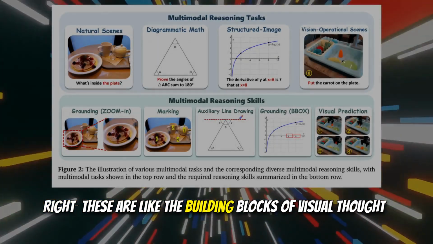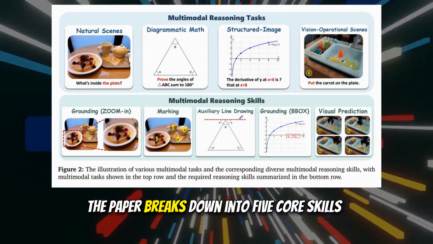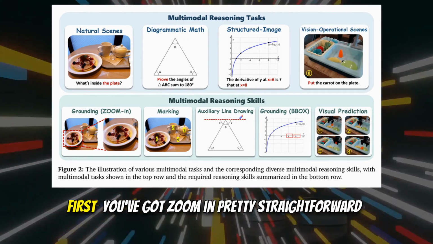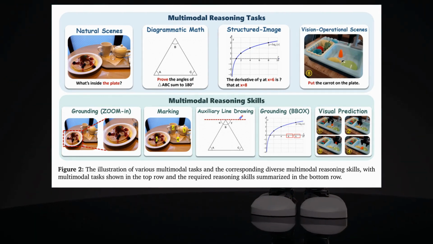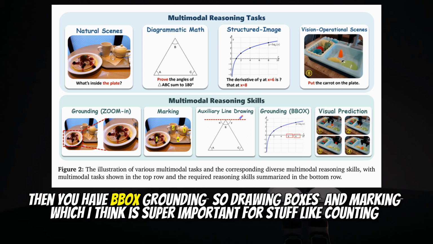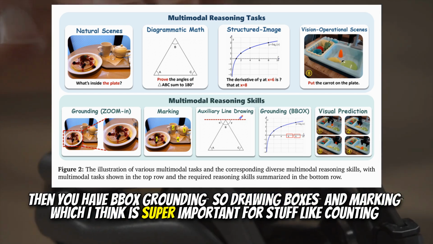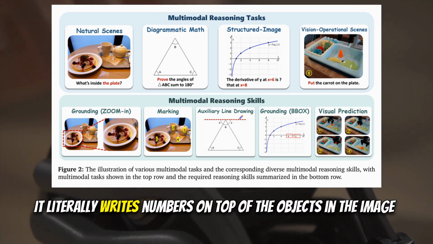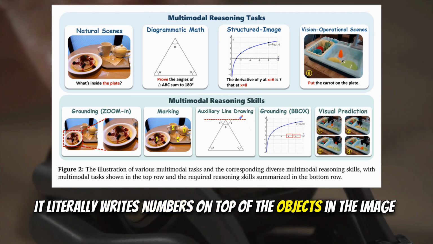Right. These are like the building blocks of visual thought. The paper breaks it down into 5 core skills. First, you've got zoom in, pretty straightforward. The model generates a new, cropped, higher-res image of a specific spot. Okay. Then you have BBox grounding, so drawing boxes, and marking, which I think is super important for stuff like counting. It literally writes numbers on top of the objects in the image.